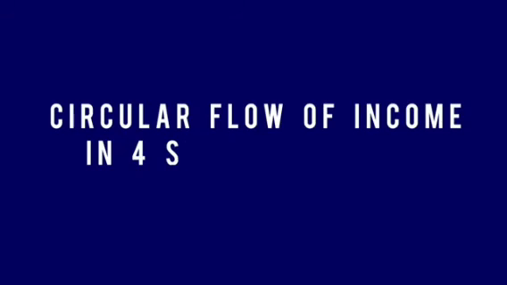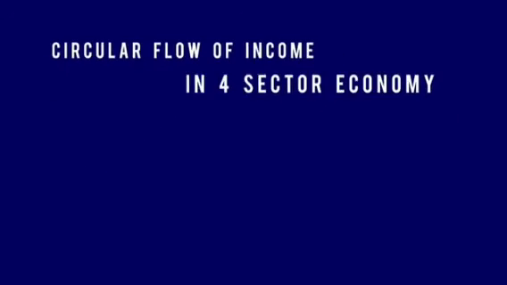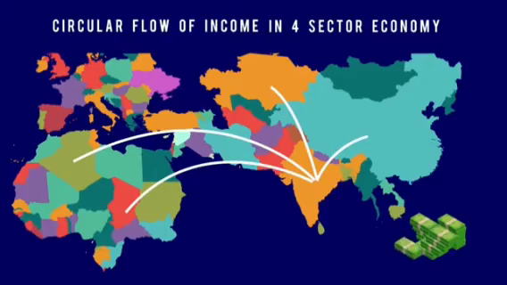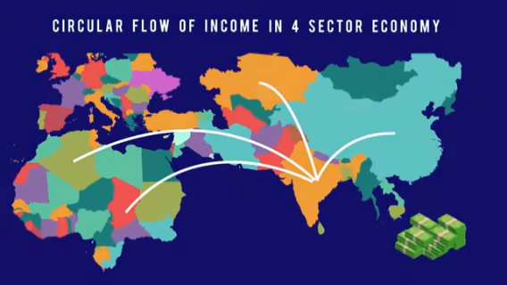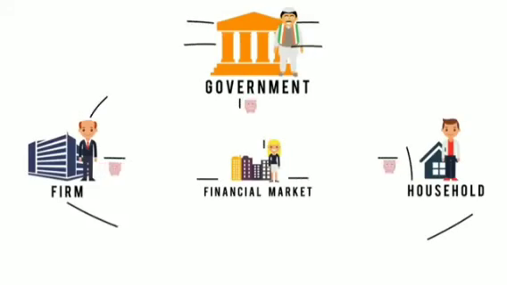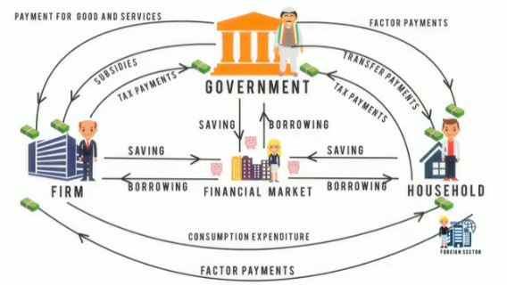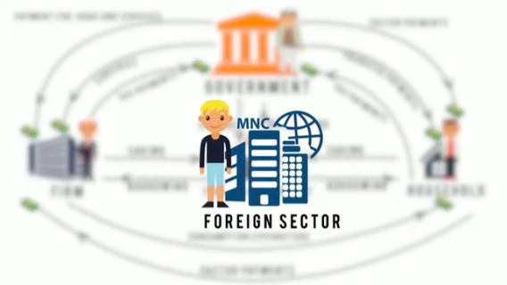Circular flow in four-sector economy. We now turn to explain the money flows that are generated in an open economy, that is economy which have trade relation with foreign countries. This can be understood by the following illustration. Let's consider model of circular flow in three-sector economy and introduce foreign sector into it.